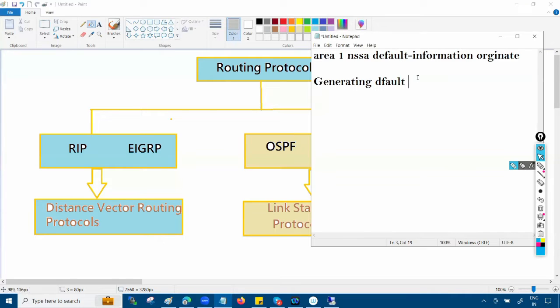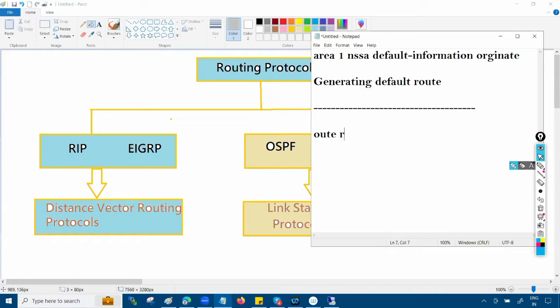This command was generating a default route in the stub area. Yeah, so basically that's the main purpose of this command, to generate the default route. And this is one way that you can generate the default route in the NSSA area.